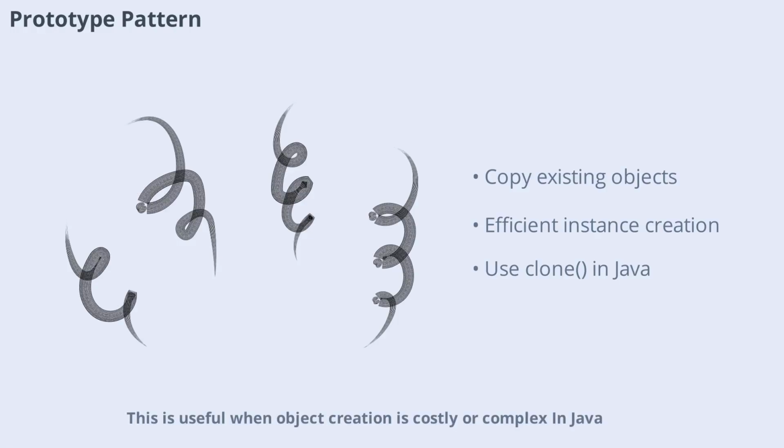This is useful when object creation is costly or complex. In Java, you can implement the prototype pattern by using the clone method. It's a handy way to quickly produce new instances with the same state as an existing object, making your code more efficient and easier to manage.